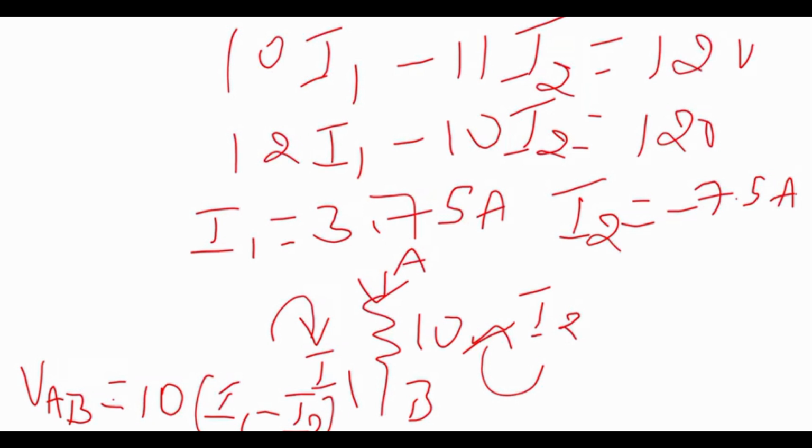So the equation will become 10 into 3.75 minus of minus 7.5, that will become plus 7.5. If you simplify this, we are going to get the answer as 112.5 volts. So that is the voltage drop across AB we are going to get, 112.5 volts, in case of an open circuit.